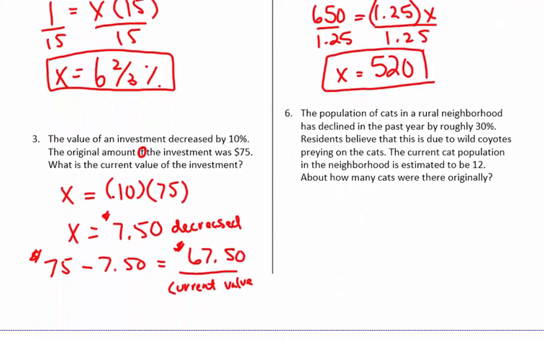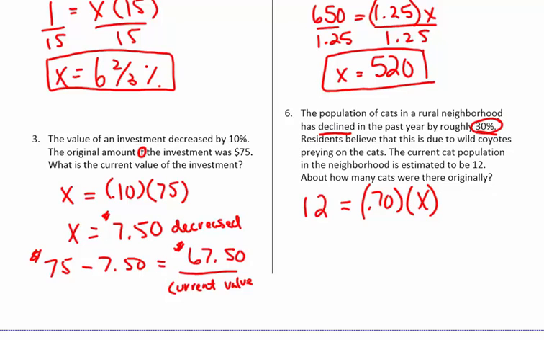Number 6, the population of cats in a rural neighborhood has declined in the past year by roughly 30%. So that's how much it's changed. Residents believe that it is due to wild coyotes preying on the cats. The current population in the neighborhood is estimated to be 12, sorry. About how many cats were there originally? Right now there's 12, but we don't know how many that changed, and that's not the original. So the 12 cats that are left represent, if 30% are eaten, that means there's 70% left. So we want to know what 70% of the original amount was. That's where the 70 comes from.